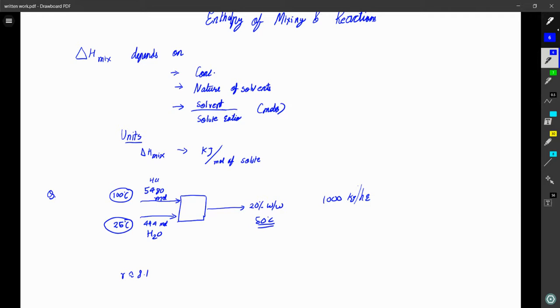Whenever you mix two things, if they're not an ideal solution, it evolves or engulfs some heat. We call that delta H of mixing. Let's say you have some HCl gas and you pour it in water, some heat will be evolved.